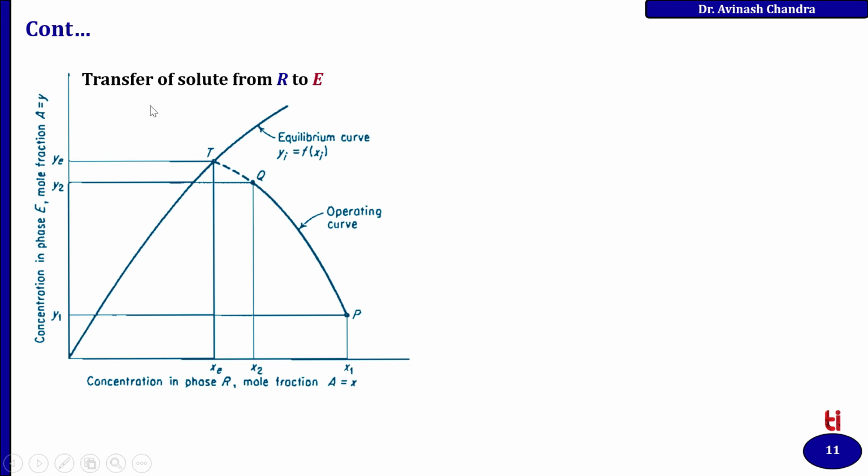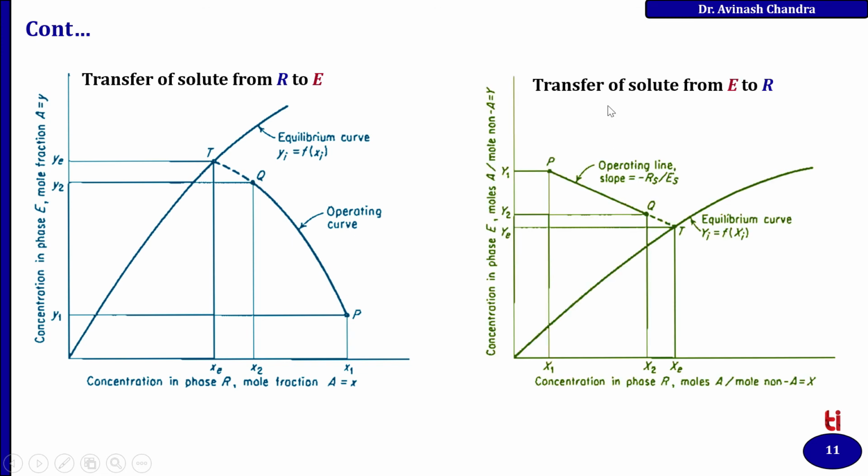So the conditions: transfer of solute from R to E. In that case, the operating line will be below the equilibrium curve, and in the case of the transfer of solute from E to R, the operating line will be above this particular curve. So in case of absorption, if you take mole ratio on this side and this side, this line will be flat. Otherwise, it will be a curve.